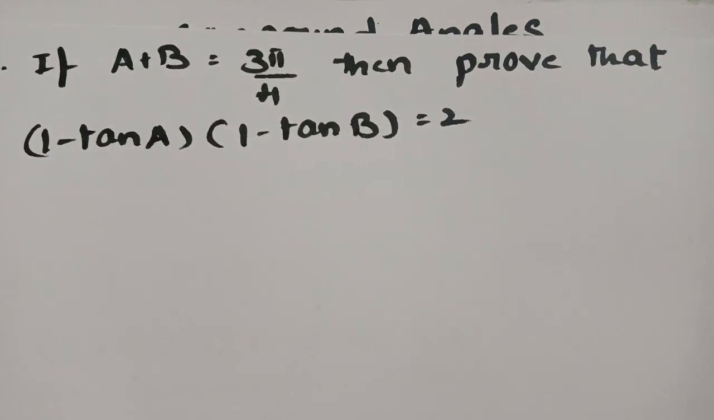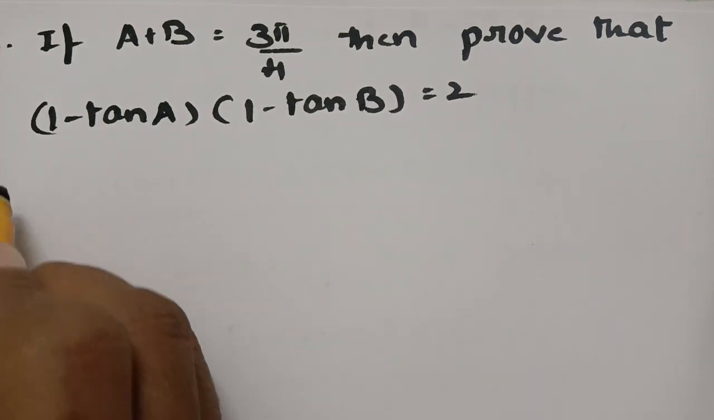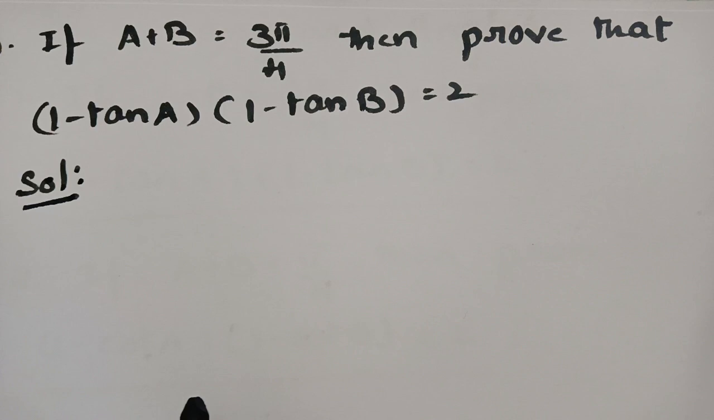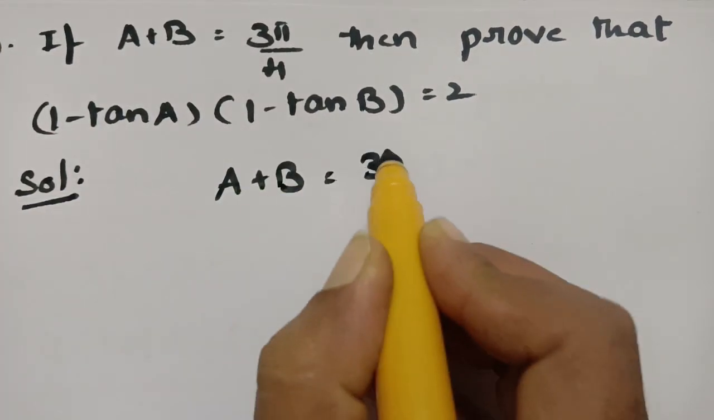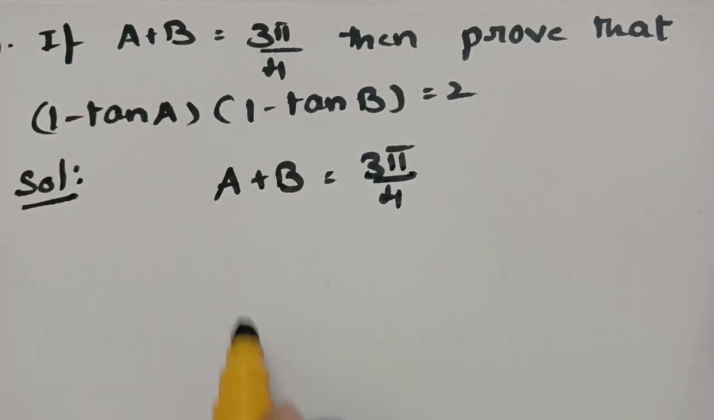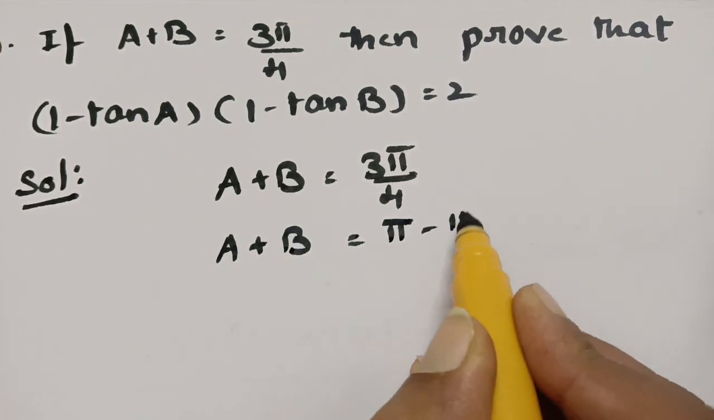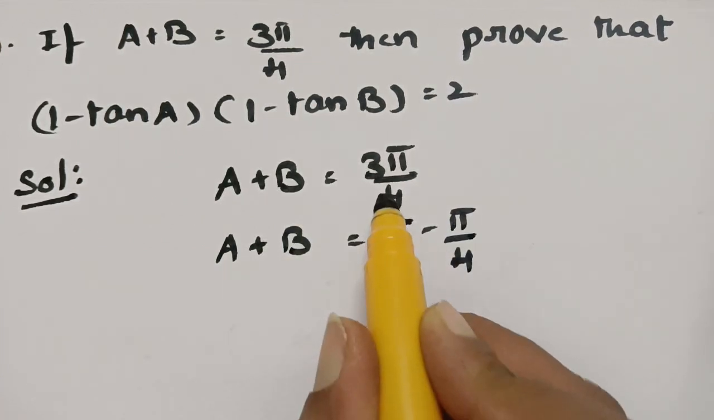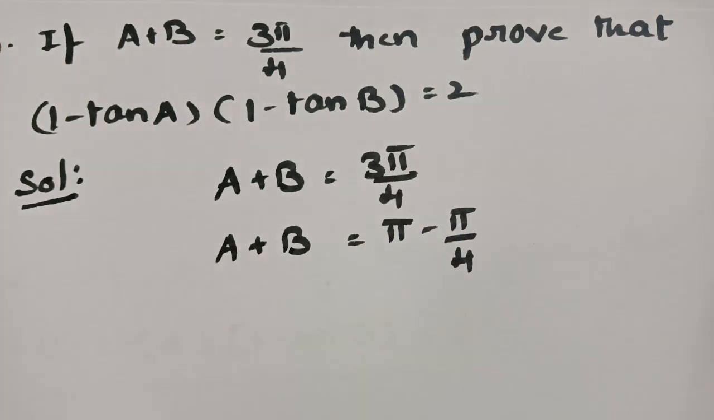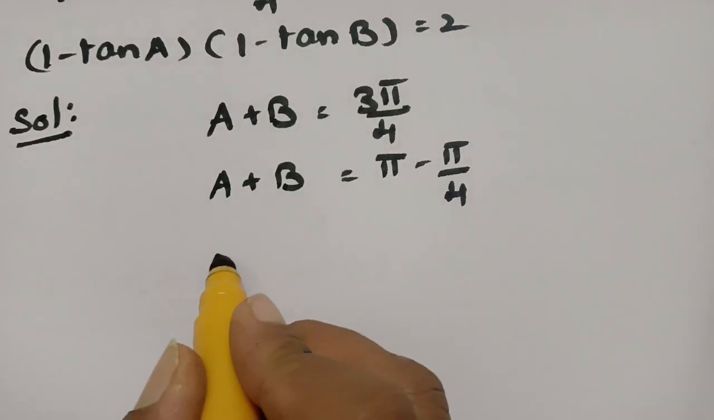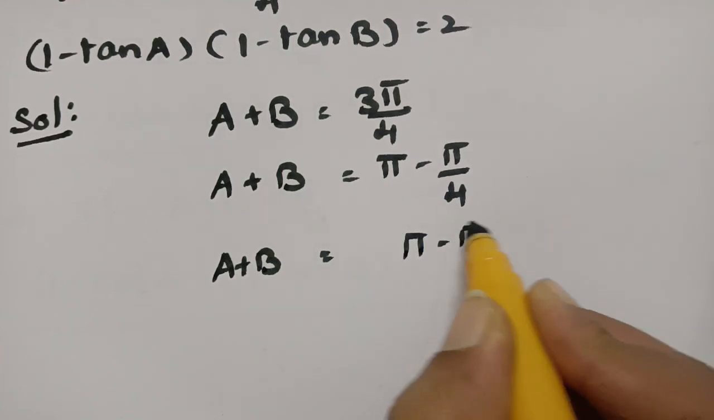That is, if a plus b is equal to 3 pi by 4, then what we have to show is that (1 minus tan a) into (1 minus tan b) is equal to 2. So here it is given that a plus b is equal to 3 pi by 4. Clear? So I am writing this as pi minus pi by 4. If I take 4 as LCM, this will be 4 pi minus pi, which is equal to 3 pi. Clear? And next, a plus b is equal to pi minus pi by 4.